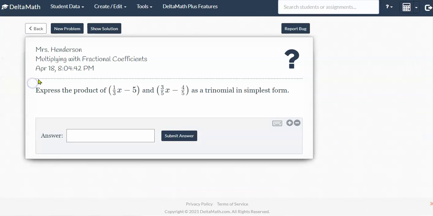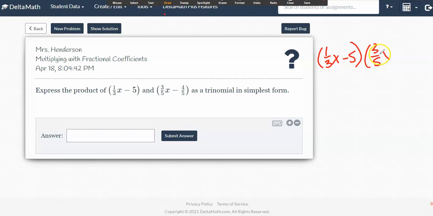All right, let's take a look at our second topic, multiplying with fractional coefficients. For this one here, you're basically just multiplying these binomials together, and it's just telling you that your answer will be a trinomial. Again, write it in simplest form. So let's get started here. We're going to have 1/3 x minus 5 times 3/5 x minus 4/5.